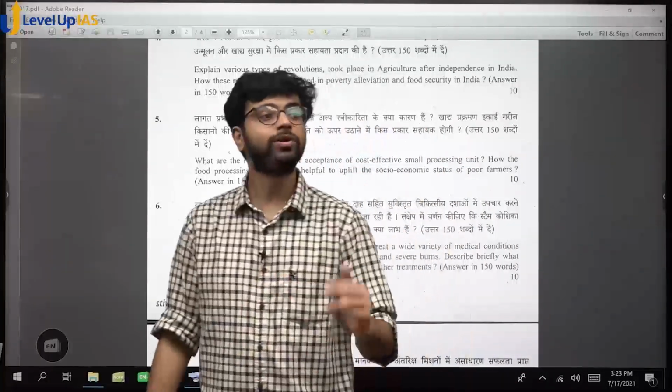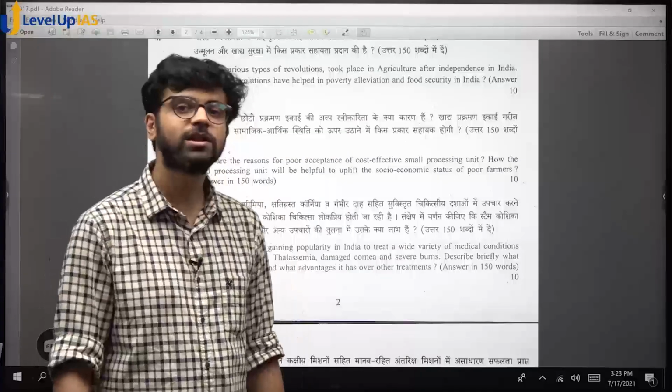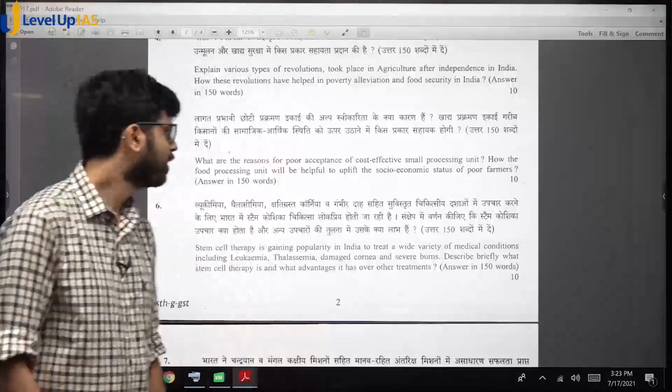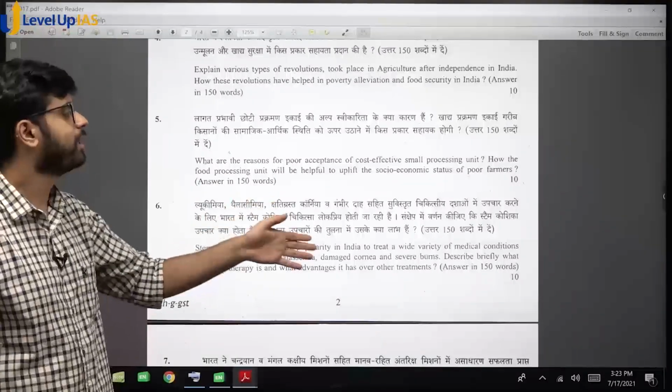Now do that into unorganized and organized sector also. What is organized, what is unorganized, we'll see that. Okay? How will it ultimately help to uplift the socio-economic status of poor farmers?